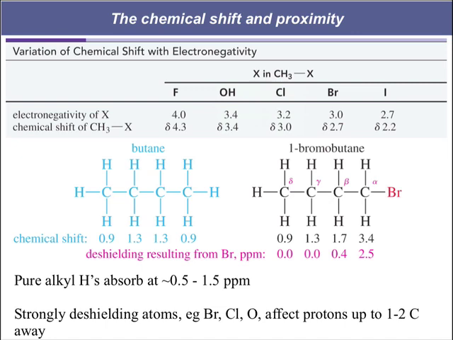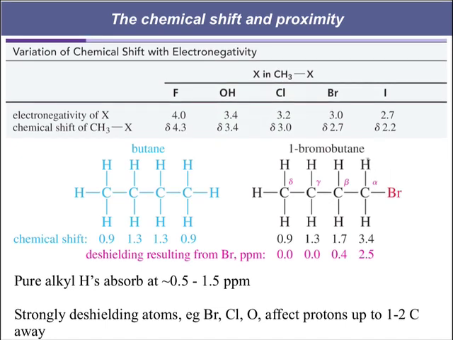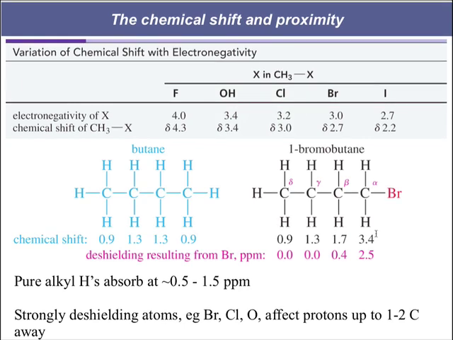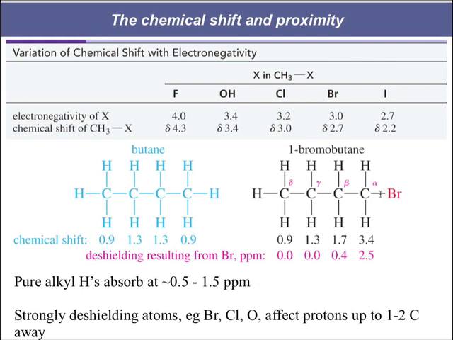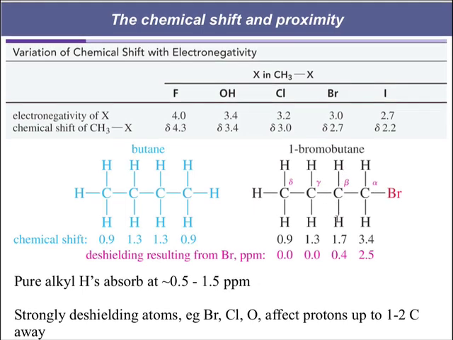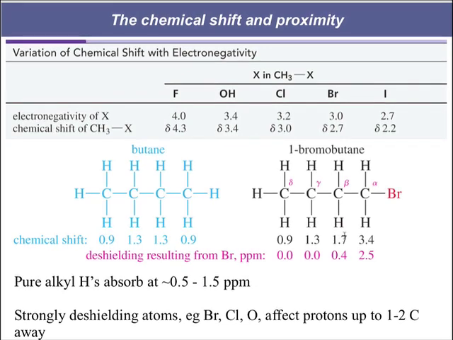But look what happens when we put a bromine on that. For 1-bromobutane, all of a sudden, the hydrogens on our first carbon, we're going to call this the alpha carbon because it is the first position next to the bromine, our alpha hydrogens shift to 3.4 ppm relative to TMS. So they go downfield because they're being deshielded by that bromine. Our beta hydrogens also shift. They shift to 1.7. Again, because they are in close proximity to this bromine, which is deshielding.